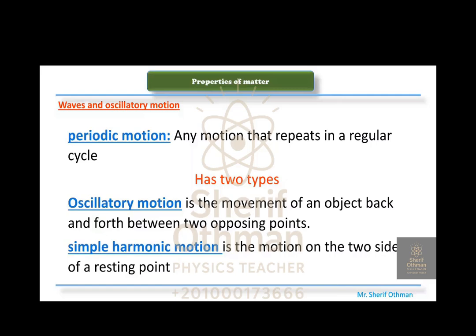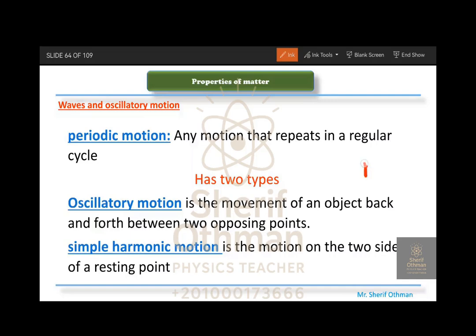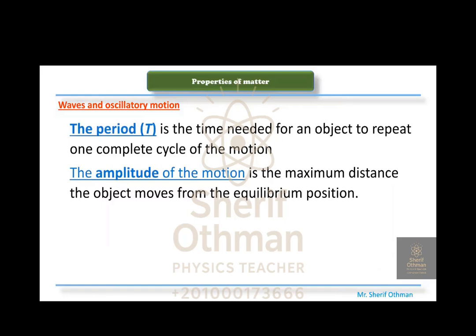Simple harmonic motion is the motion on one side of a resting point. So if you have a point, and this is the resting point, and the amplitude, the maximum displacement. The movement of the object between these 2 points back and forth is called oscillatory motion, while the simple harmonic motion, like the motion of a pendulum, has a rest point and the pendulum oscillates on the 2 sides of the rest point. Some terms we need to know, guys.